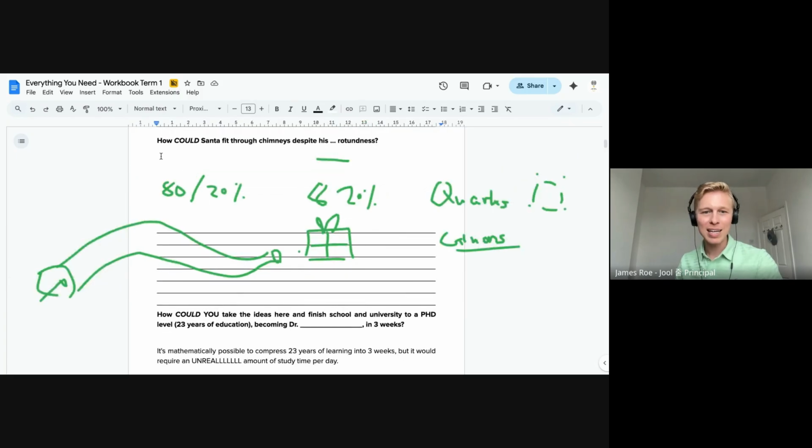Now, how could Santa fit through chimneys despite his rotundness? Well, this is pretty simple. I think we've kind of covered this by now. There's a lot of empty space between atoms. Well, he could shrink himself down. He could use a little bit of quantum manipulation, or he could just rub himself in butter and slide down without any friction.